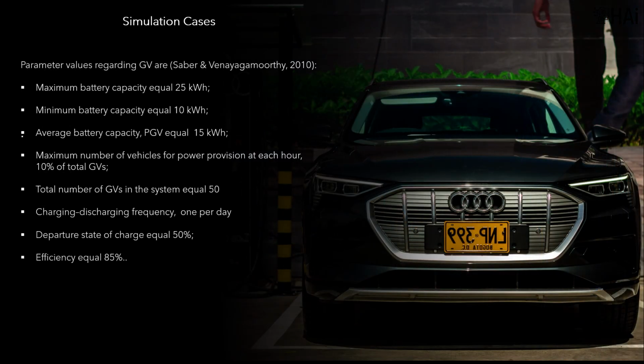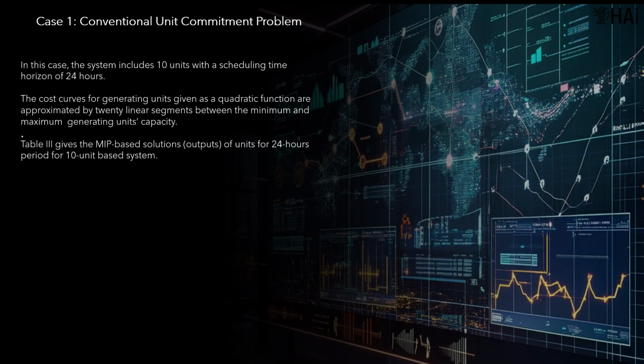Parameter values regarding GVR: maximum battery capacity equals 25 kWh, minimum battery capacity equals 10 kWh, average battery capacity, PGV, equals 15 kWh, maximum number of vehicles for power provision at each hour, 10% of total GVs, total number of GVs in the system equals 50, charging discharging frequency, 1 per day, departure state of charge equals 50%, and efficiency equals 85%.